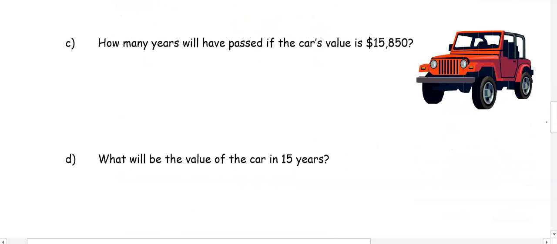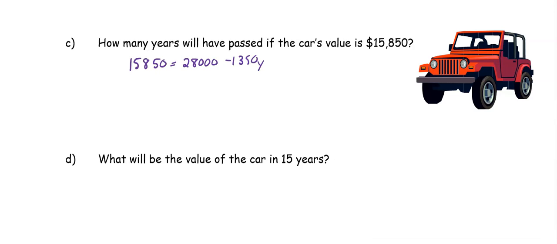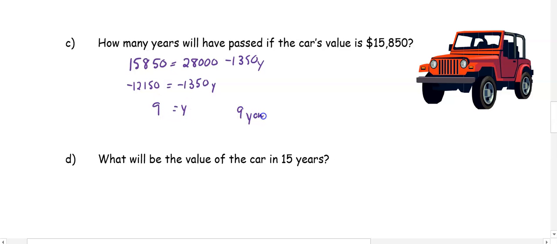How many years have passed if the car value is $15,850? So we're going to have 15,850 is equal to 28,000 minus 1,350 Y. So first we can subtract 28,000. So we get negative 12,150 is equal to negative 1,350 Y. So when we divide, we get Y is 9. So you've had the car for 9 years.